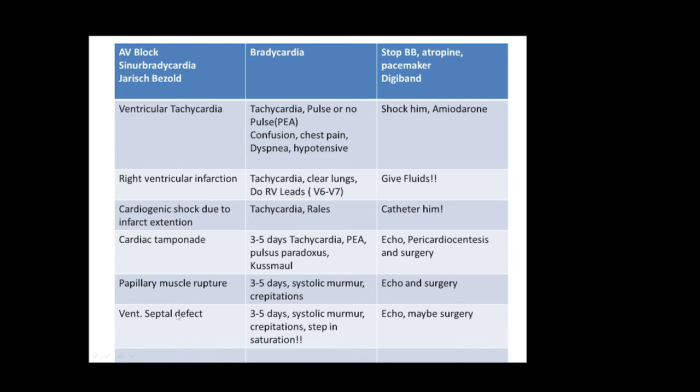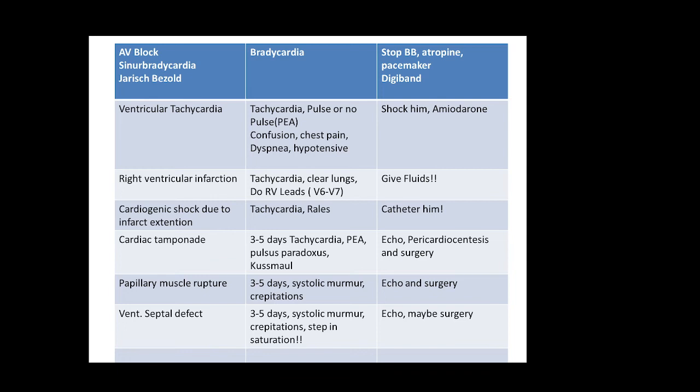Ventricular septal defect is another cause of decompensated heart failure after myocardial infarction. So basically you have shunting of blood from the left side of the heart to the right side of the heart, and this is why you have more blood delivery to the lung, and the lung will be edematous. And yeah, how do you diagnose this? There is a step in saturation. So if you measure the saturation invasively, if you measure the oxygen saturation in the right atrium, and then you measure the oxygen saturation in the right ventricle, there is an increase in the saturation.